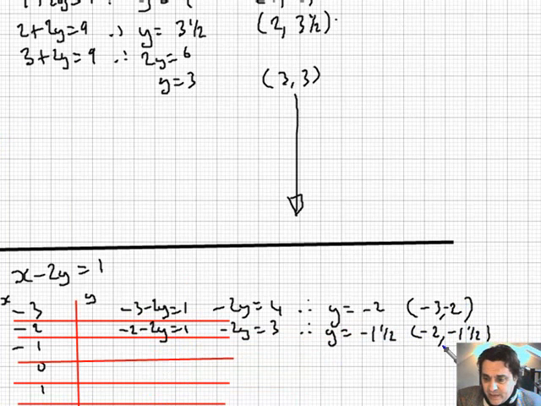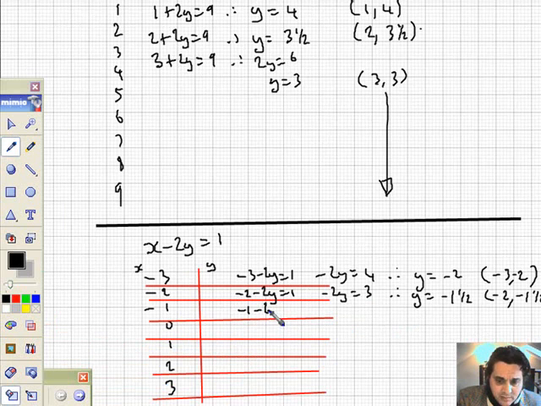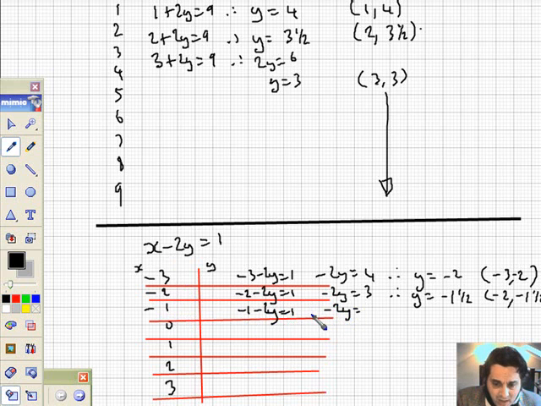As you can see, we're going up in halves. Let's try it one more time. Minus 1 minus 2y equals 1. Putting the minus 1 in the x value there. So I've got minus 2y equals 1 plus 1, because it's a negative 1 on this side. Take it over and add it. 1 plus 1 is 2. Therefore, y is going to be 2 divided by minus 2, minus 1. So I've got minus 1, minus 1.